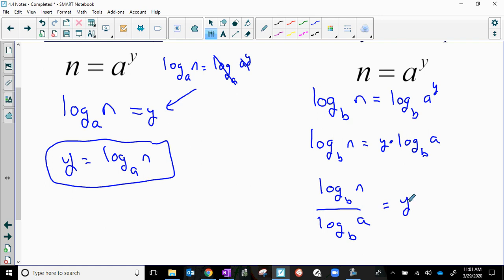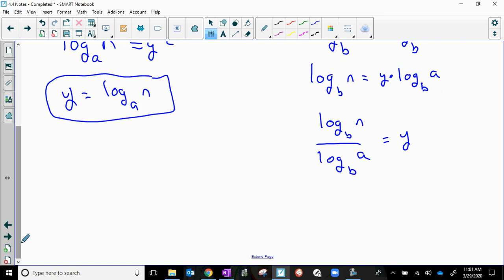So there are two acceptable answers in this problem. One when we're using the base of a still, and one where we can use any base we want. Again, our bases for logarithms have to be positive, and it can't be 1. That's the only number we don't use as a base.